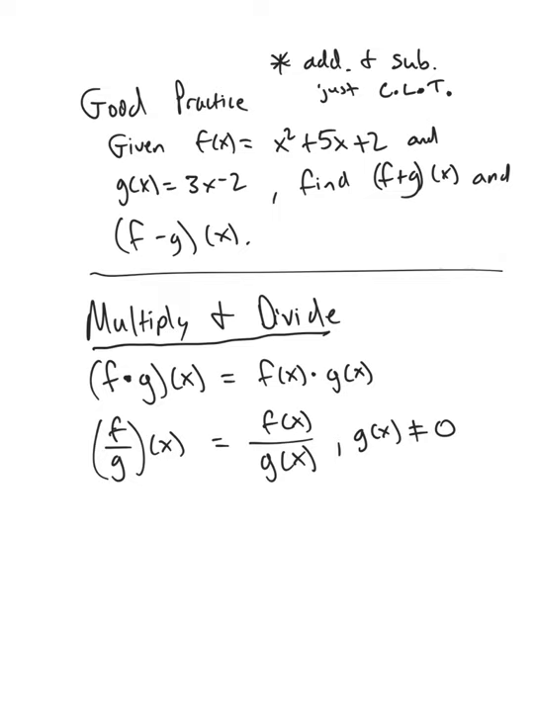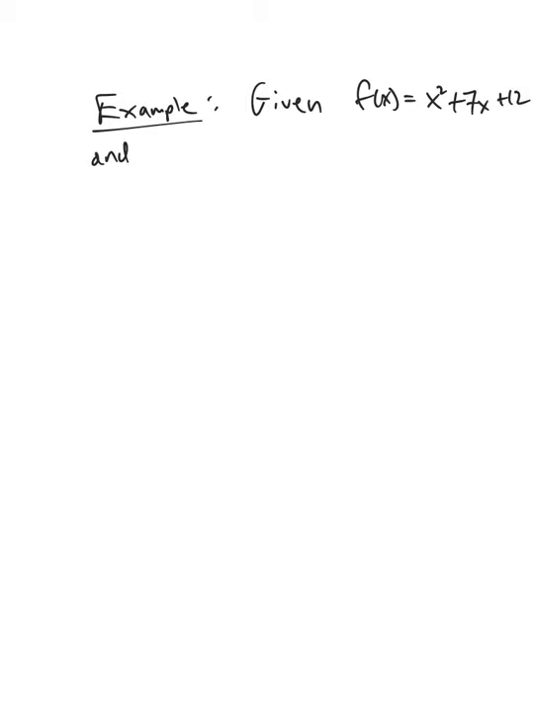All right. So let's do an example. This is our multiplying and dividing example. Given f of x equals x squared plus 7x plus 12, and g of x equals 3x minus 4, find each function.